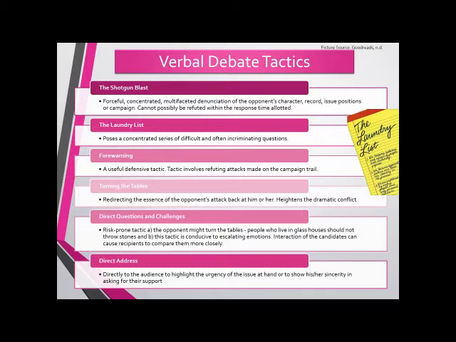Very cute is the direct address. You're not directly addressing your opponent, but the audience. So instead of actually speaking to your opponent, turn to the audience and say, what a joke. Or you can say, can you believe this guy? I know it's a little bit below the belt, but everything is fair in politics.